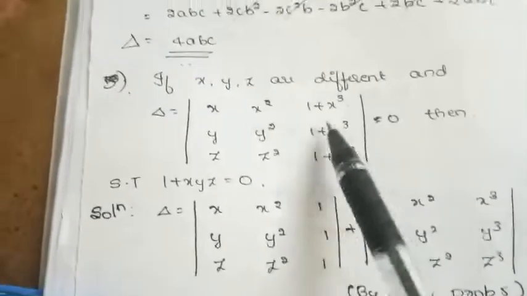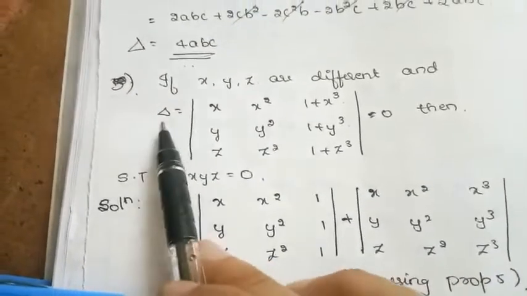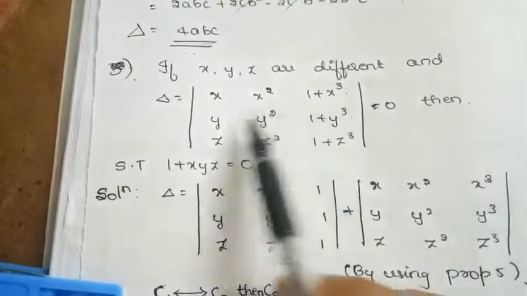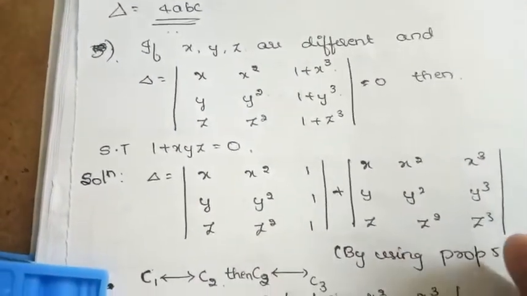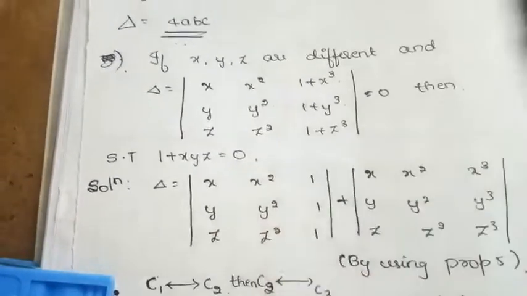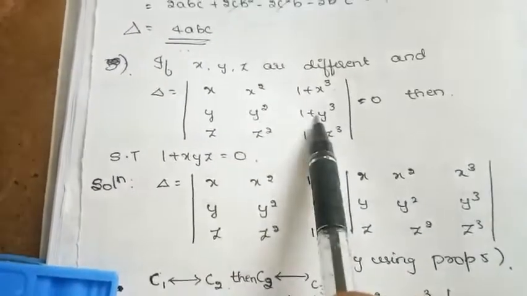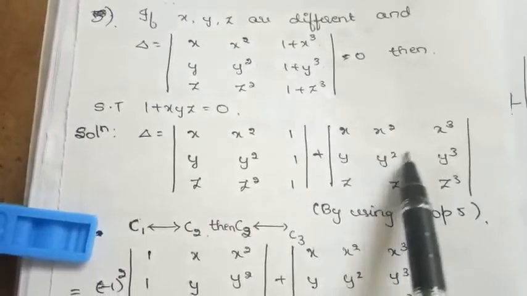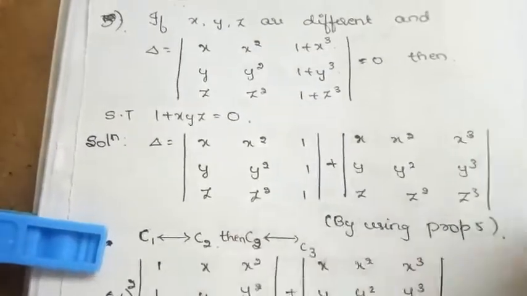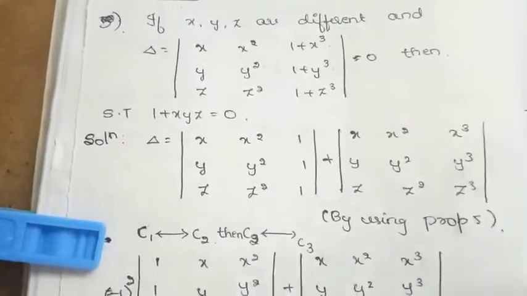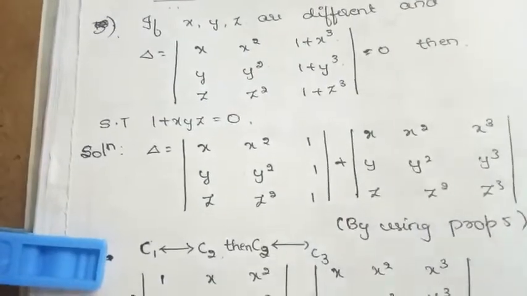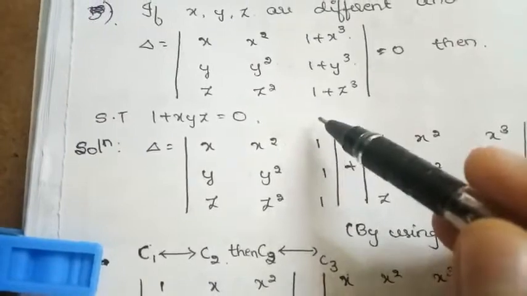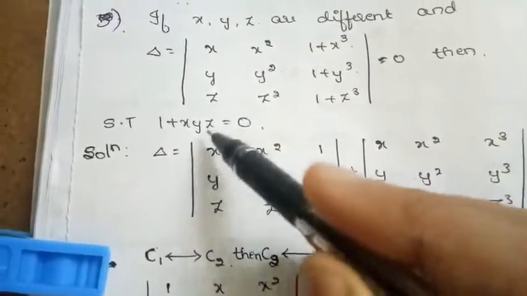So let us consider the given thing. What they have given, that is delta, this determinant is equal to this one. So by looking into this determinant, what is the first idea which comes into our mind? According to property 5, we can split this one into 2 determinants. So I split the determinant into 2 determinants. After splitting into these 2 determinants, the first thing I did was interchange column C3 with C1.